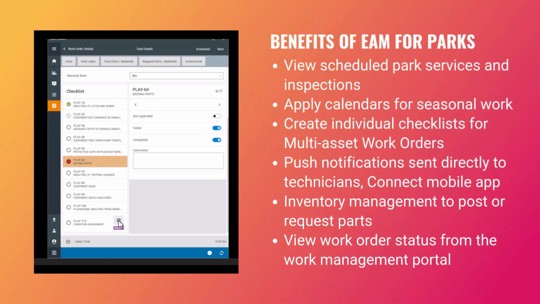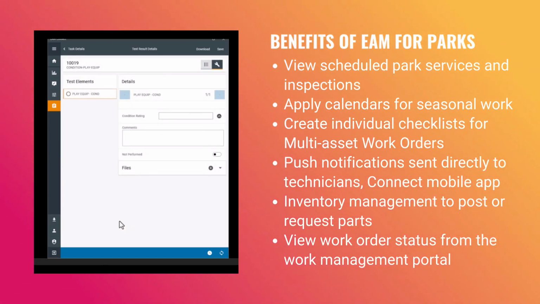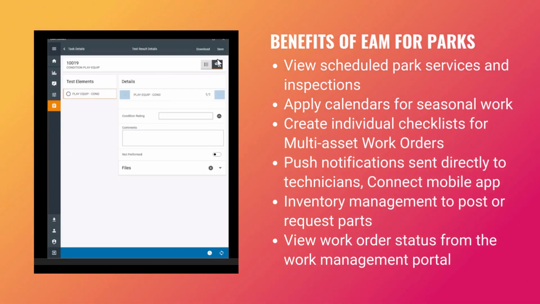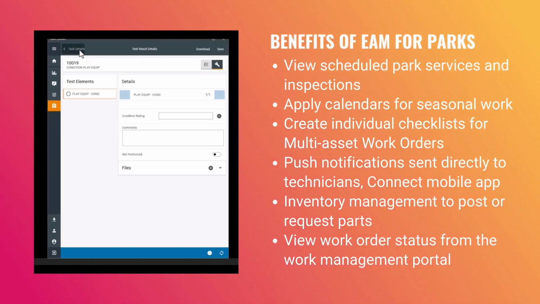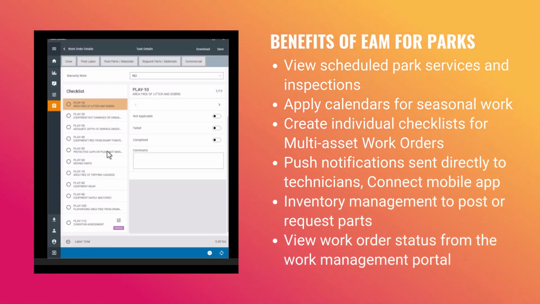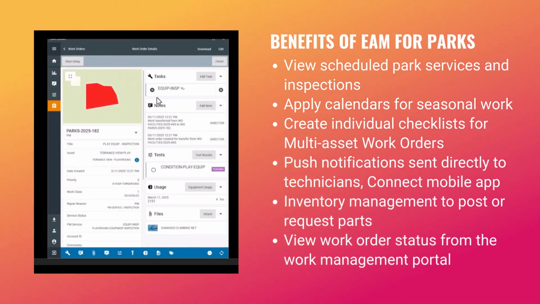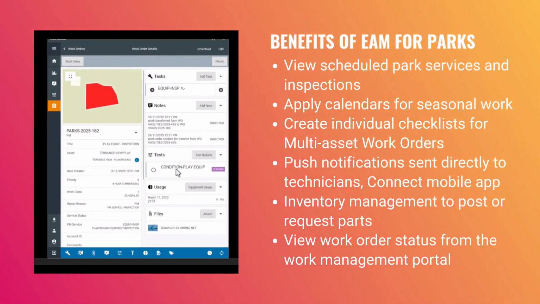Test results can also be captured to update asset information and capture condition ratings. In this example, a test result is associated to a checklist item. The test result can be selected, and in this instance, the condition rating chosen. Test results may also be completed without a checklist and even without a work order if required.